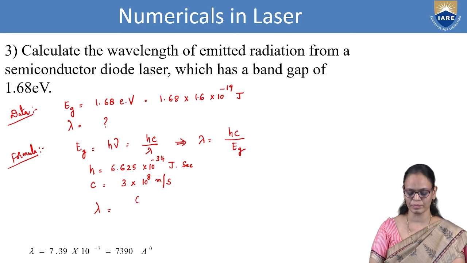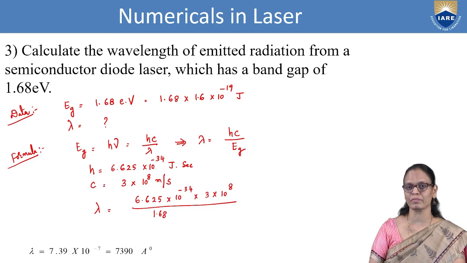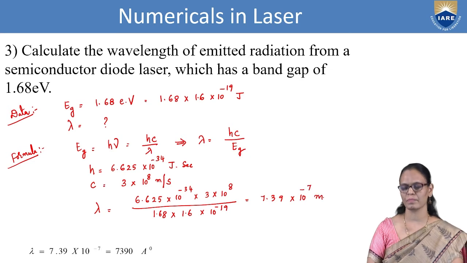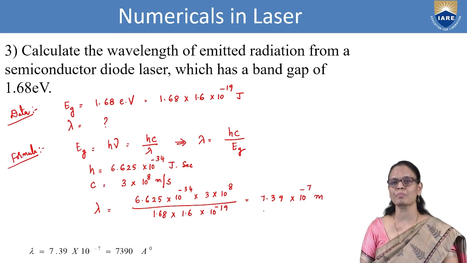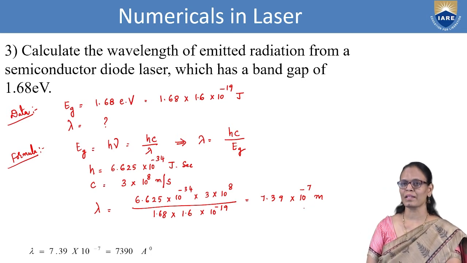Lambda is equal to 6.625 into 10 power minus 34 into 3 into 10 power 8 divided by 1.68, the value of Eg we have taken, 1.68 into 1.6 into 10 power minus 19. So that gives us 7.39 into 10 power minus 7 meters. So the wavelength is given by 7.39 into 10 power minus 7 meter.